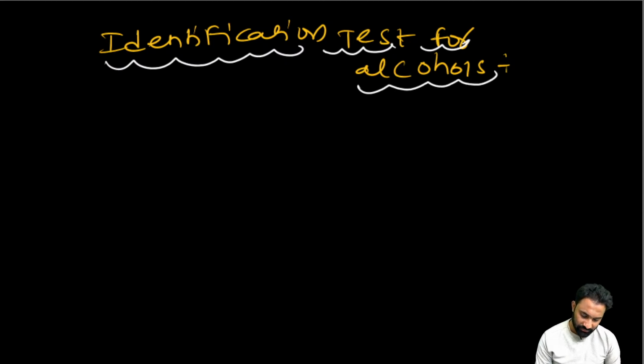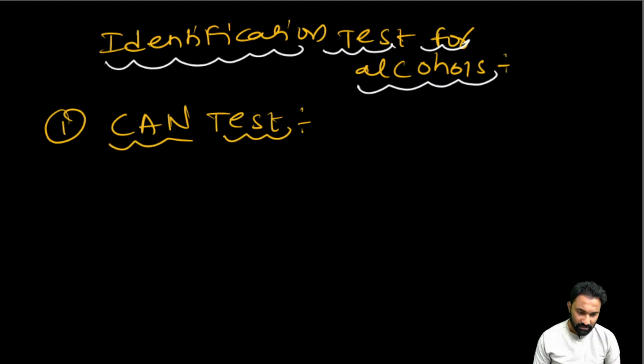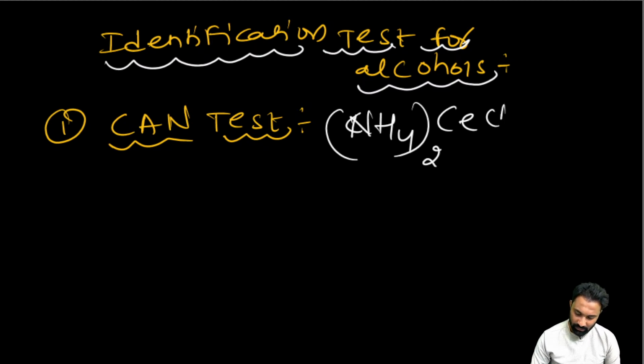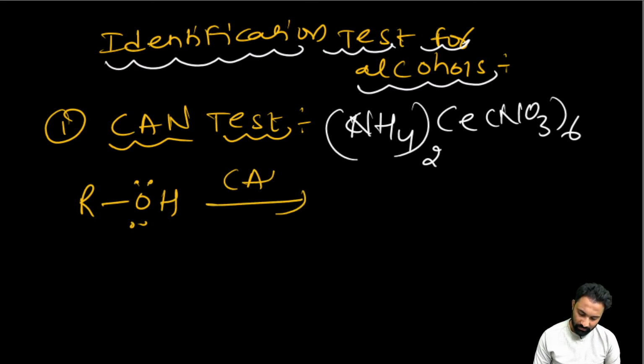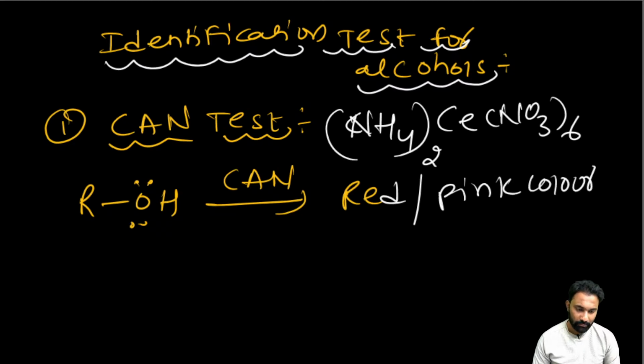In the identification tests for alcohols, the first one we have is the CAN test. What is the meaning of CAN test? CAN test is nothing but ceric ammonium nitrate test. Now what will it give? Only the color you have to remember. Alcohol upon CAN will give you red and pink color.